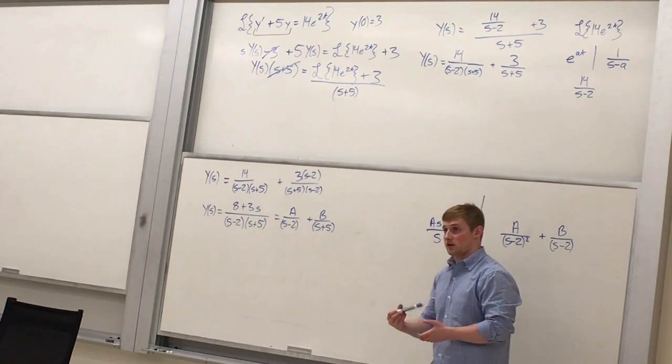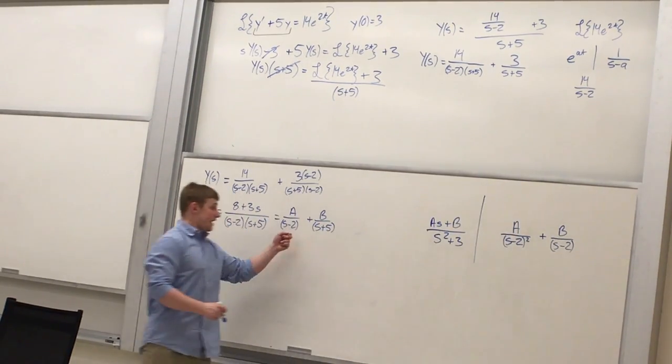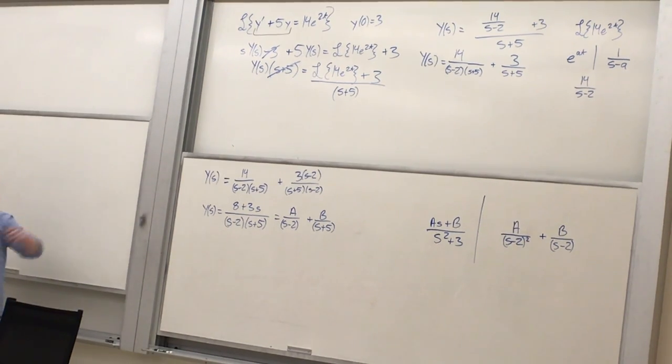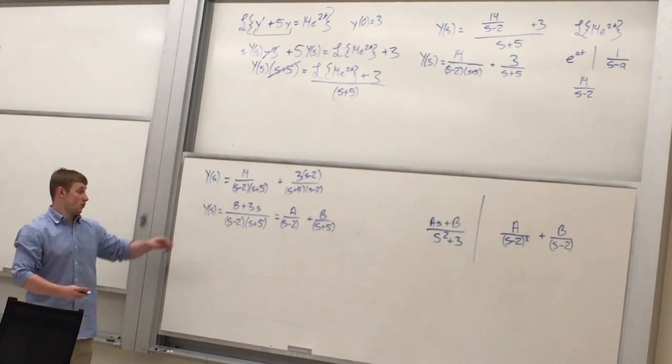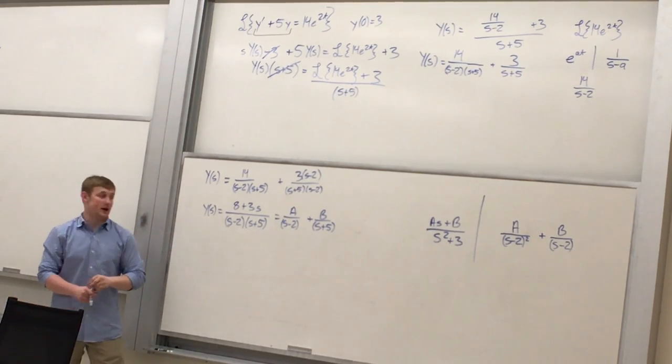Any other questions? Cool. So now coming back to here, what's the next step in undetermined coefficients? Partial fraction decomposition. Yes. Multiply the bottom over it. So we don't like fractions, so we're going to multiply everything by this denominator.